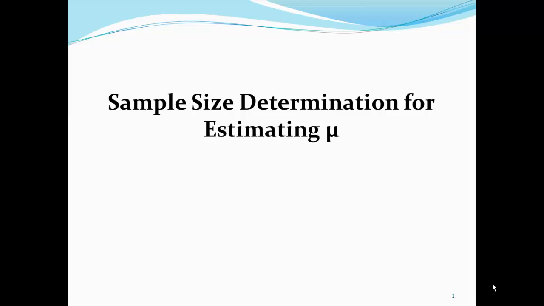If you had sampled everyone in the population, you wouldn't have needed an interval. You would have had an exact value for your population mean. So the question becomes, how many people should I sample in order to get useful results?